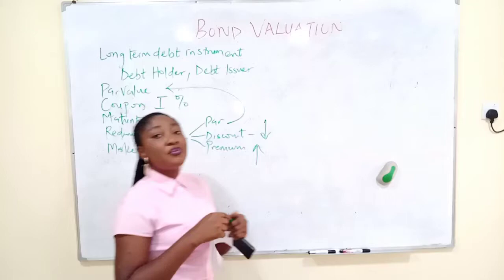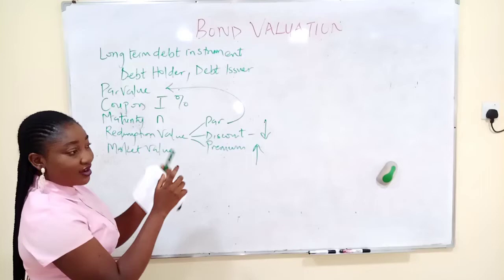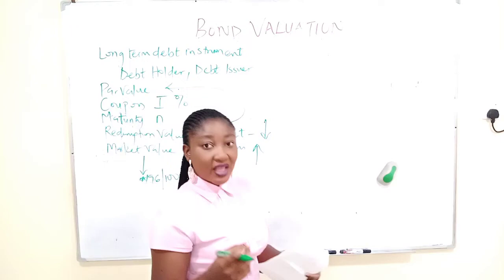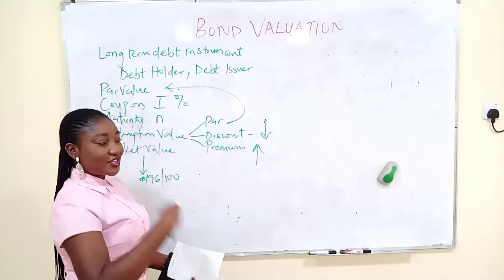Just imagine that it's a certificate, the paper that I've explained. They are usually issued at 100 naira, in most questions. So in the market, it will be trading at 96 naira per 100, that is, per one certificate. The debt holder, the investor bringing money, should pay 96 naira for 100. So they are buying it at a lower value. And in most cases like that, the cost of debt, which is the minimum required return that the investor is getting, will usually be higher than the coupon.